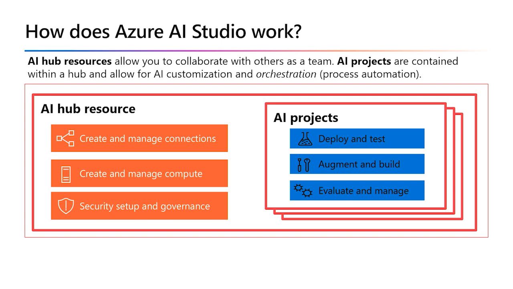You can perform the following tasks at the AI Hub level. You can create and manage connections to resources such as data stores, GitHub, Azure AI search indexes, and others. You can create and manage compute instances on which to run experiments, prompt flows, and custom code. You can set up security by creating members and assigning them to specific roles, and set up governance by defining policies to manage behavior, such as automatic compute shutdown.